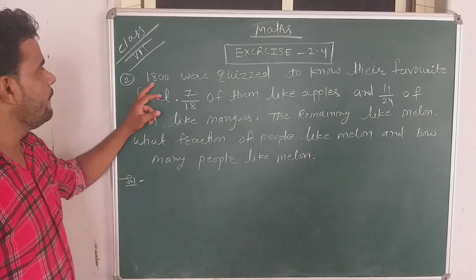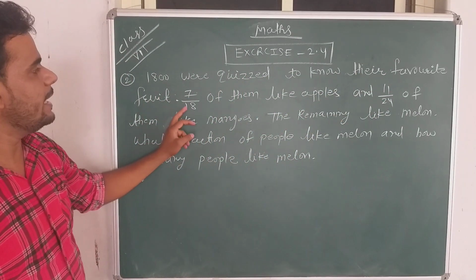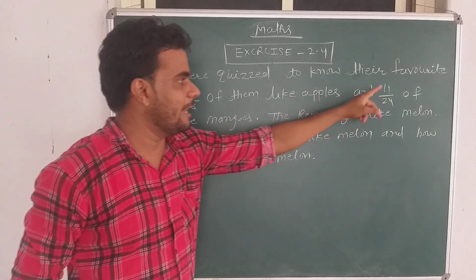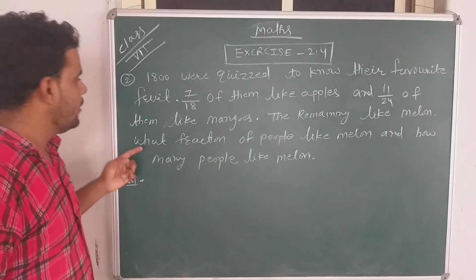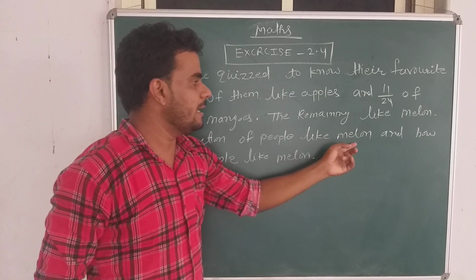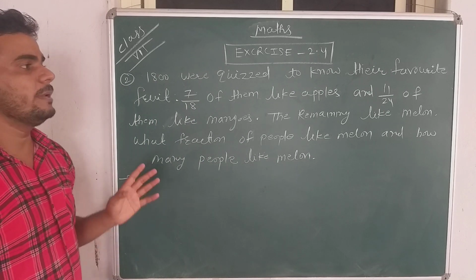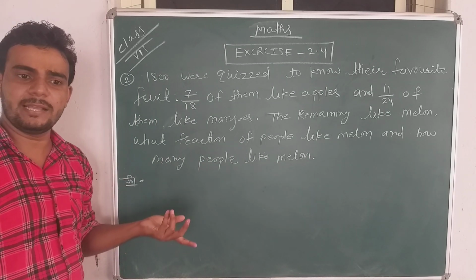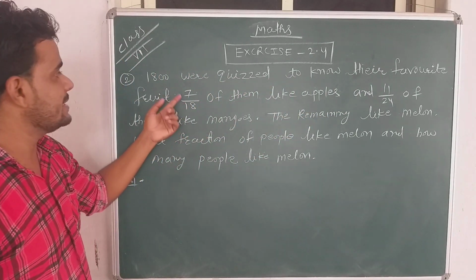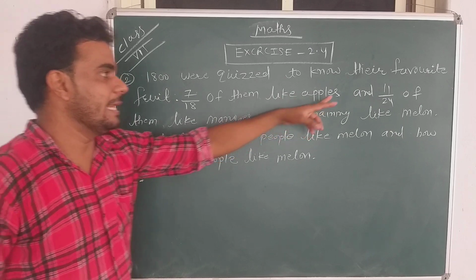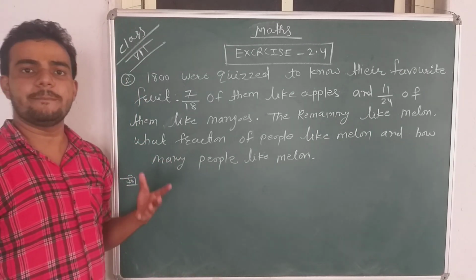Second question: 1,800 people were quizzed to know their favorite fruit. 7 by 18 of them like apples, 11 by 24 of them like mangoes, and the remaining like melon. What fraction of people like melon and how many people like melon? Okay, it means we have to find how many people like melon and what fraction of people like melon. There are 1,800 people quizzed about their favorite fruits. 7 by 18 like apple, 11 by 24 like mangoes, and the rest like melon.